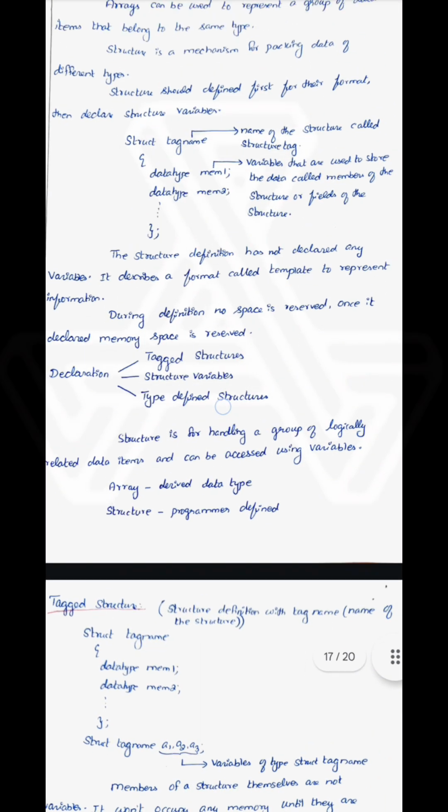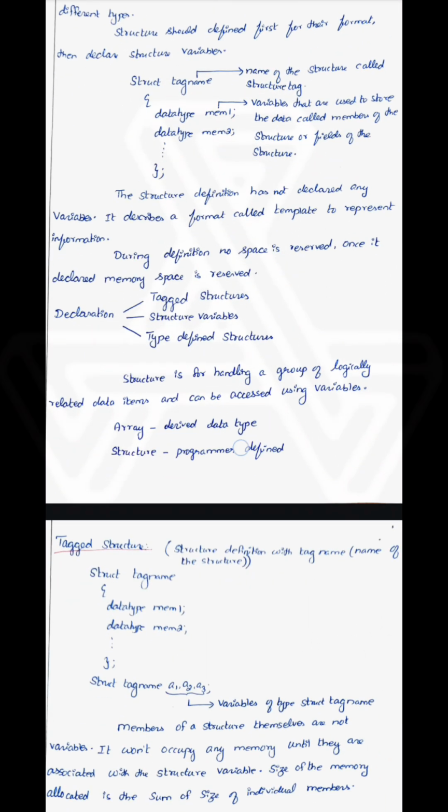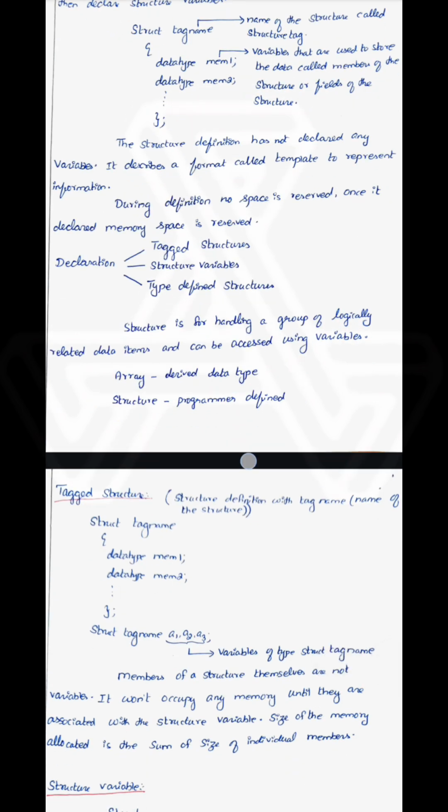The structure definition has not declared any variables. It describes a format called a template to represent information. During definition, no space is reserved. Once it is declared, memory space is reserved. Declaration: tag structures, structure variables, type defined structure.